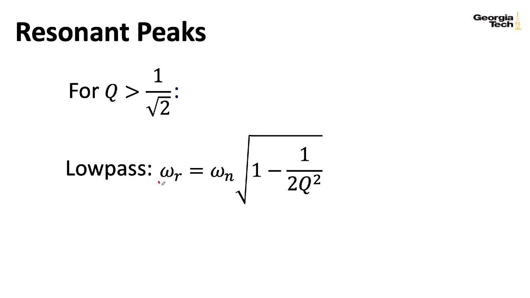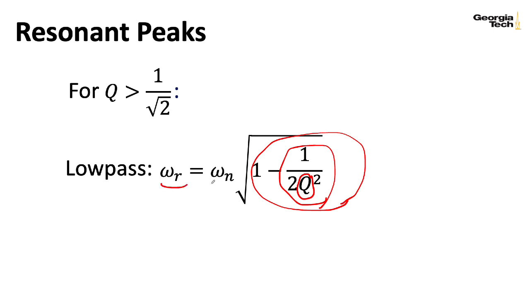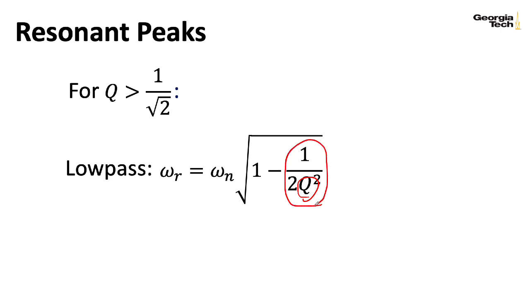For the low-pass filter, the location of that resonant peak, the highest point of the magnitude of the frequency response, is the natural frequency multiplied by some factor that makes that frequency be lower, having to do with the quality factor Q. So the higher the quality factor, the smaller this term, meaning the bigger this term is, and the closer omega r is to omega n. For lower quality factors, this term would be bigger, meaning that this whole term here would be smaller, and the resonant peak is closer towards DC, further left on the plot.